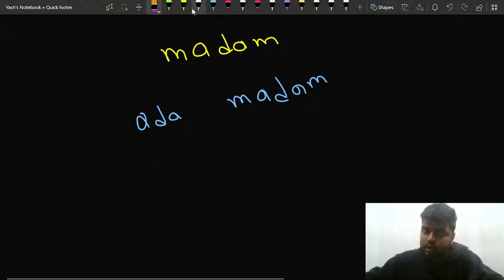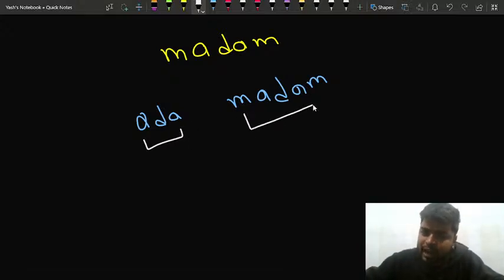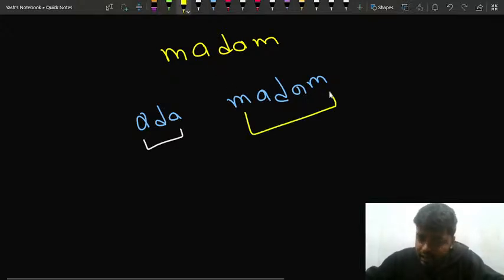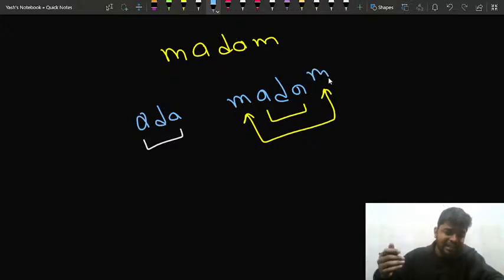If I know that the substring ADA is a palindrome, do I need to check this complete string, or should I check just this part? Since I know that ADA is a palindrome, I should be checking for these two characters. If there was an X here, these two are not equal, so I'll say not palindrome. But if this was M, then I would say this is a palindrome. Are you understanding this?